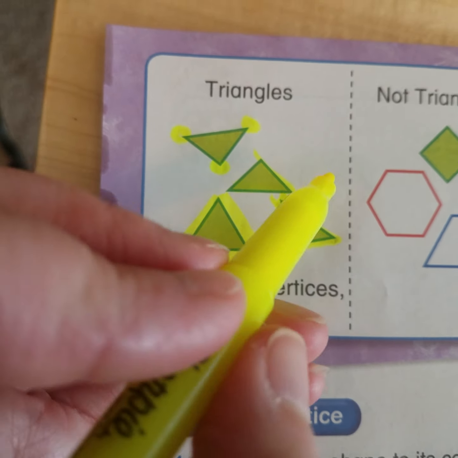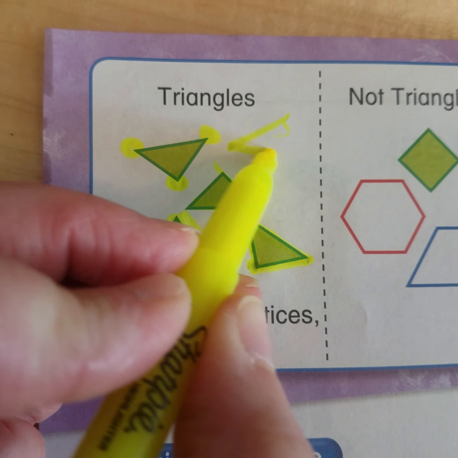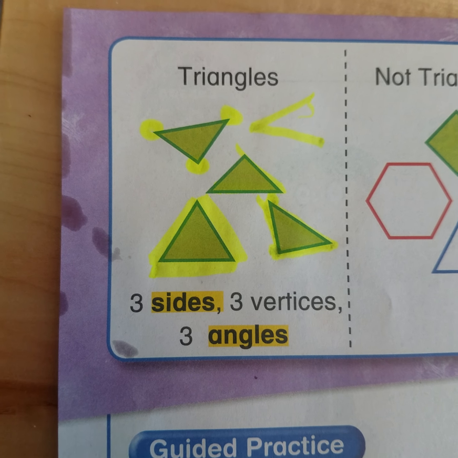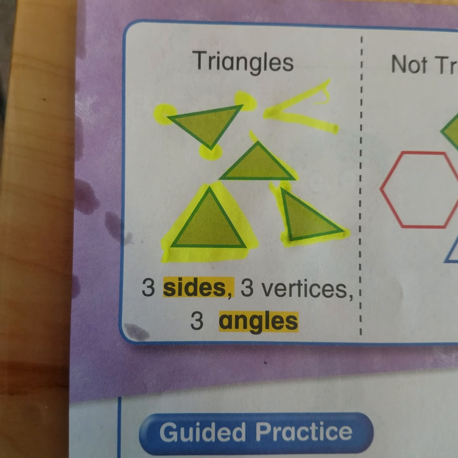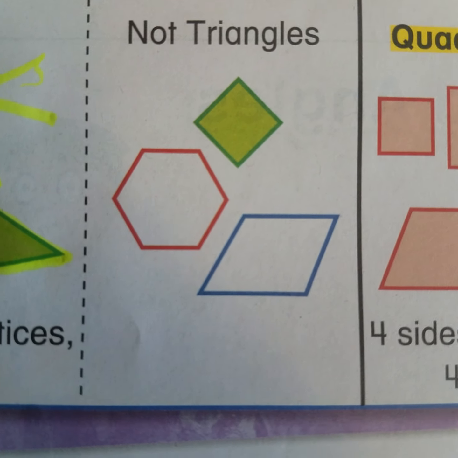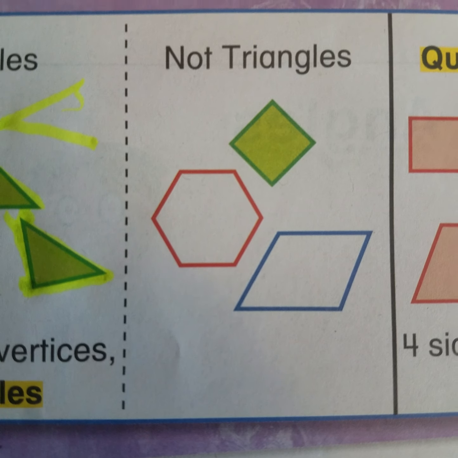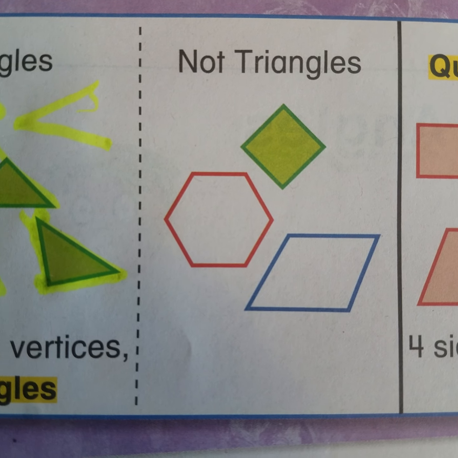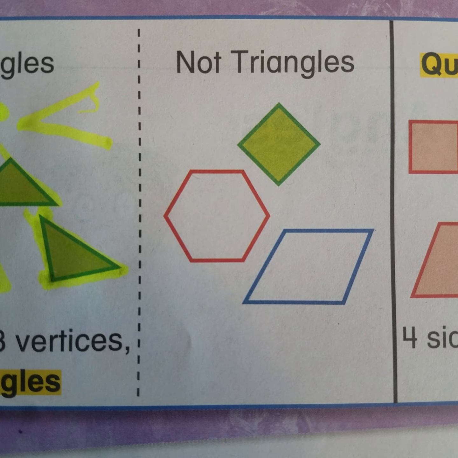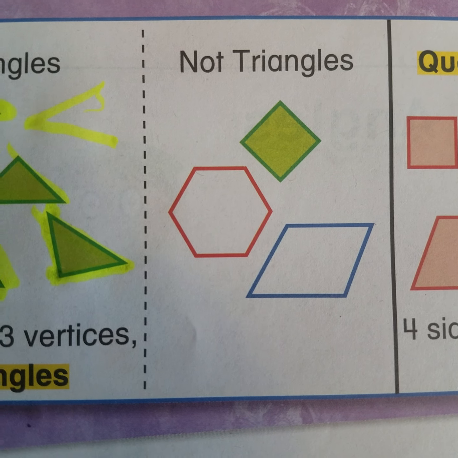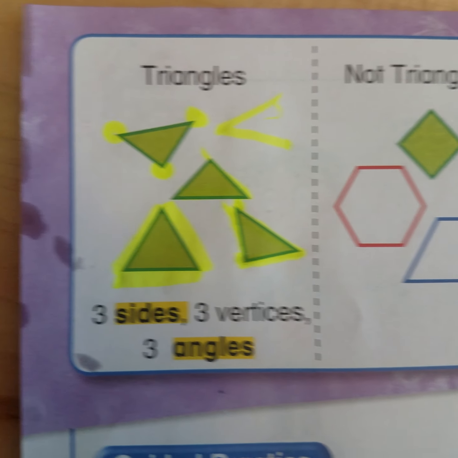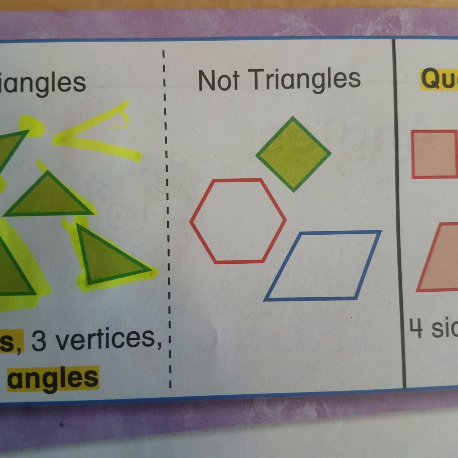An angle actually looks like this. It looks like a less than or a greater than sign. Okay, so those are triangles. These things are not triangles because they don't have 3 sides. They have more than 3 sides. They have more than 3 vertices, and they have more than 3 angles. So not triangles. Triangles, not triangles.